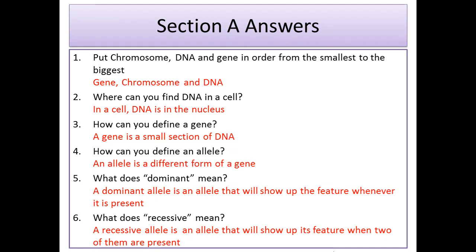What does dominant mean? A dominant allele is an allele that will show its feature whenever it is present. Recessive instead is an allele that will show its feature when 2 of them are present. You will need both recessive alleles to show the feature.